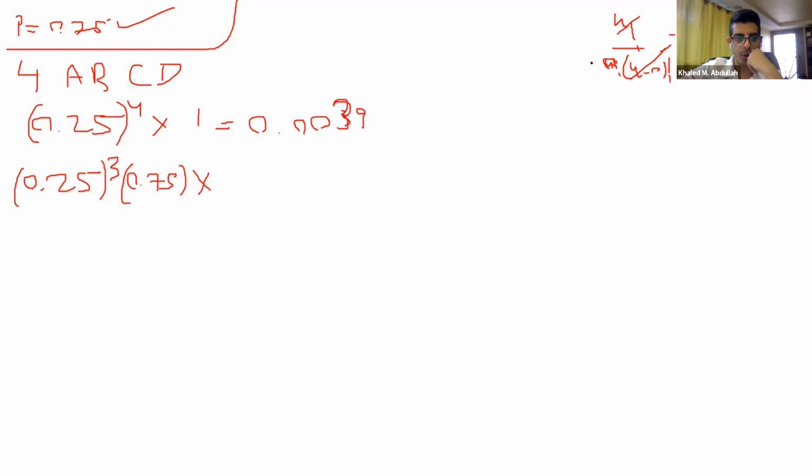So 4 factorial over 1, since we want 1 child being affected, into 4 minus 1, which is 3 factorial. So 4 factorial over 3 factorial. It's going to be 24 over 6, right? So 3 factorial is 3 times 2. So this will be 4. So that means we multiply this by 4. So can we have someone figure this out? 0.25 times 0.25 times 0.25 times 0.75 times 4.